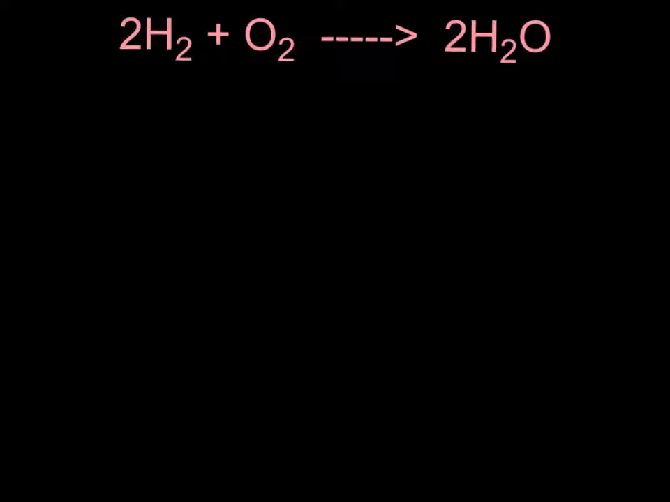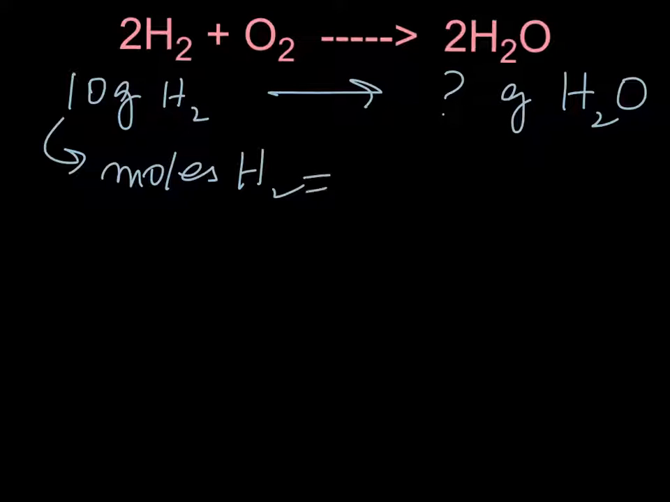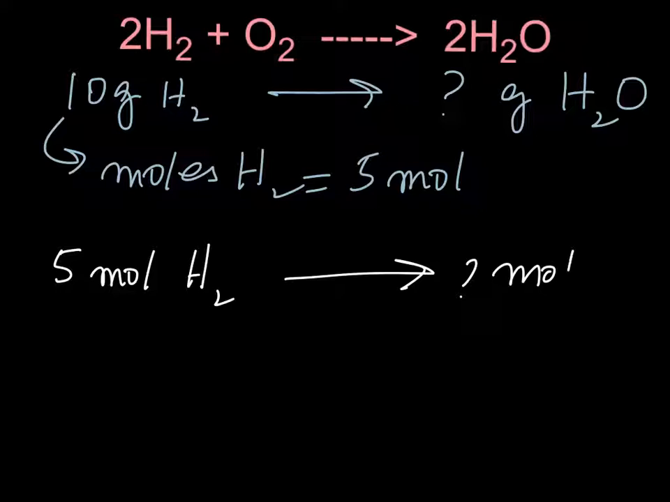Alright, so what we've done so far, we were given 10 grams of H2 and we were asked how many grams of H2O can be produced. So far we managed to convert this into moles of H2, and we said we had 5 moles of H2. So the next step is very simply, you write 5 moles H2 and then say how many moles of this, which is what we were asked to find out, how many moles of water can be produced. So we are given H2, we have to find out H2O, right? So H2 and H2O.